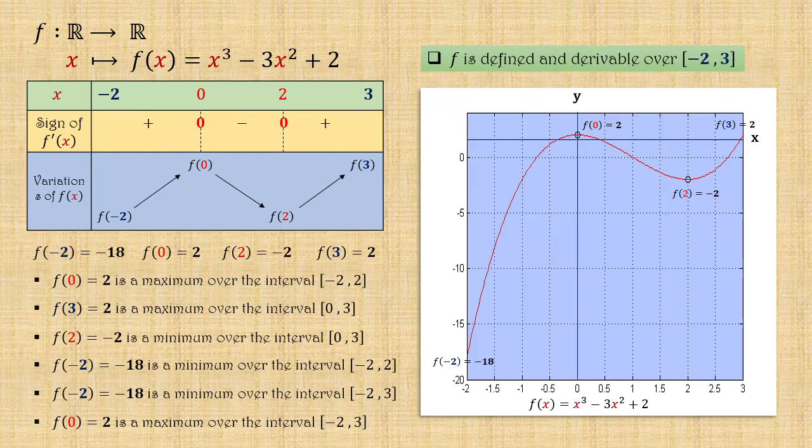Finally, as f of -2, that equals -18, is lesser than f of 2, that equals -2, then f of -2 is a minimum of the function f within the interval -2 to 3. And as f of 0, that equals 2, is equal to f of 3, then f of 0 is a maximum of the function f within the interval -2 to 3. And this is shown in the graphical representation of our function f.